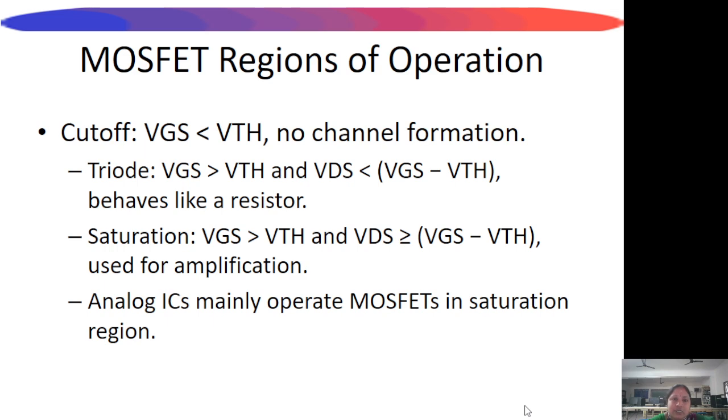In the saturation region, the drain voltage is sufficiently high. The drain current becomes almost independent of drain voltage. This region is ideal for amplification. Analog ICs primarily operate MOSFETs in the saturation region. Correct region selection is crucial for amplifier performance.